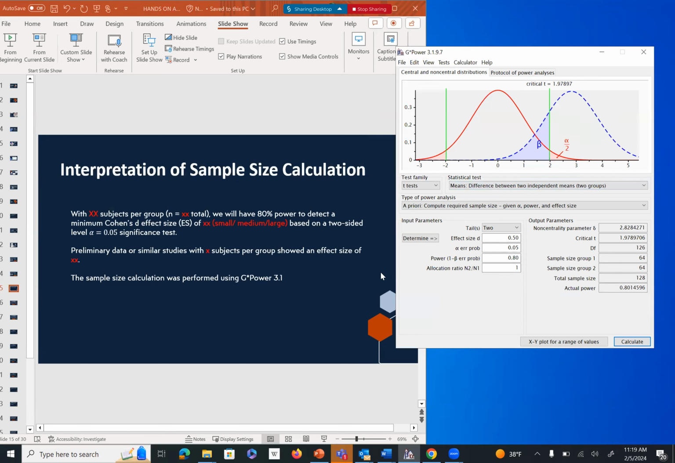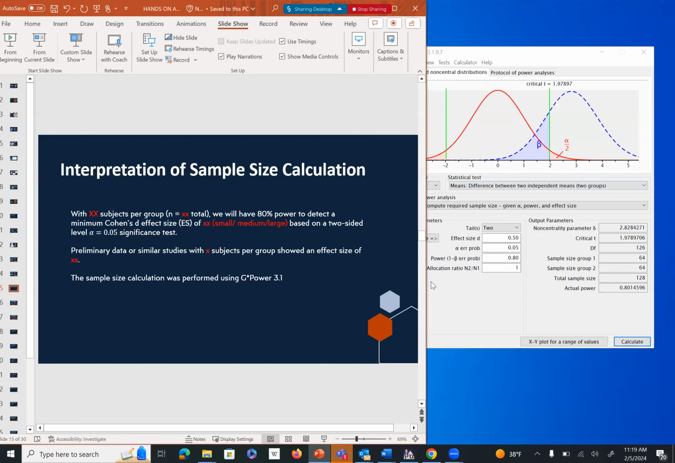And then we can mention that preliminary data or similar studies with X amount of subjects per group showed a medium effect size. This is how we would interpret our sample size calculation results.